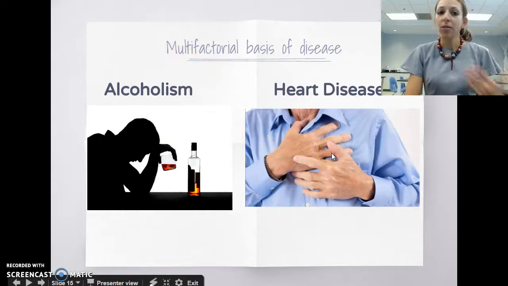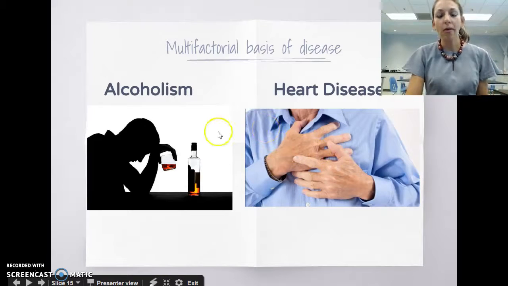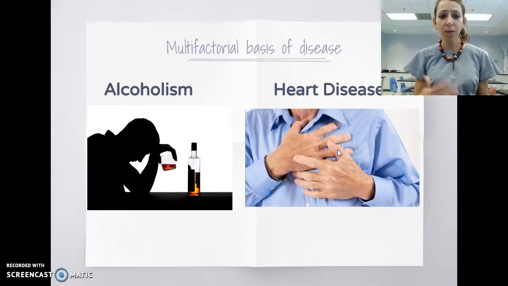Now, I also want to talk about the multifactorial basis of disease. So alcoholism and heart disease are two diseases that you can inherit genes for, or a propensity for, but you won't necessarily become an alcoholic because you have those genes.